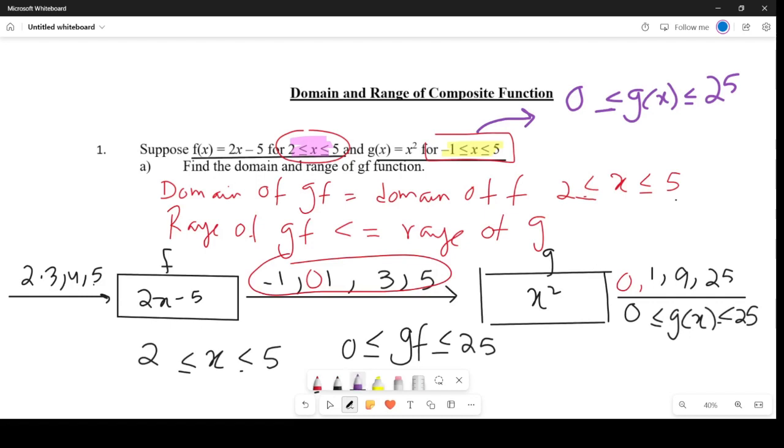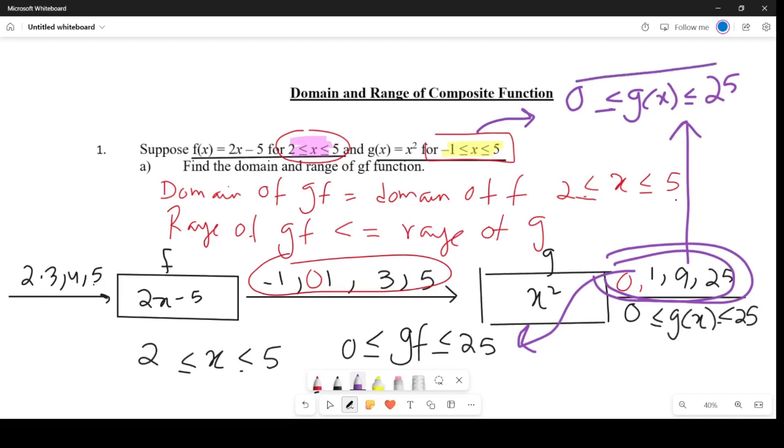Sometimes it's not exactly the same as this. If something comes under it, then you have to write that range. This is your range of gf, not the range of g. It's not necessary that the range of g and the range of gf are always the same, it can be less than that too.